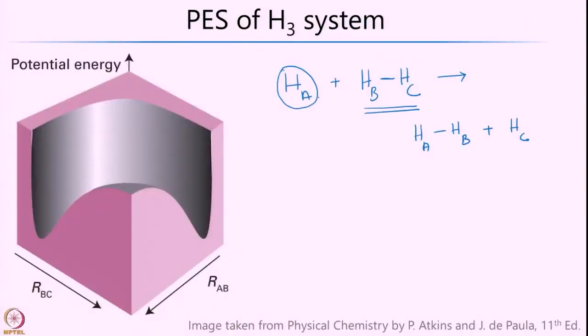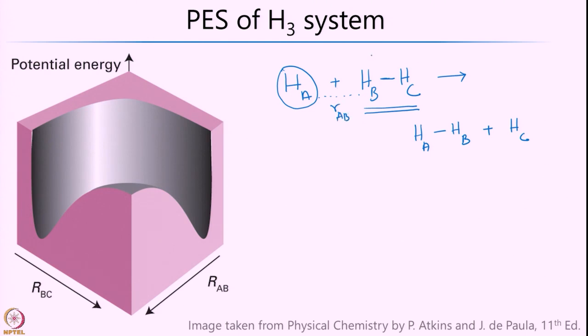So, if we now restrict ourselves to the collinear way of interaction, then in order to represent this, we can choose two coordinates or two degrees of freedom. One is the bonding between HA and HB, that is, we are going to form a new bond between HA and HB. So, we can look at how the potential energy varies as a function of this, that is RAB.